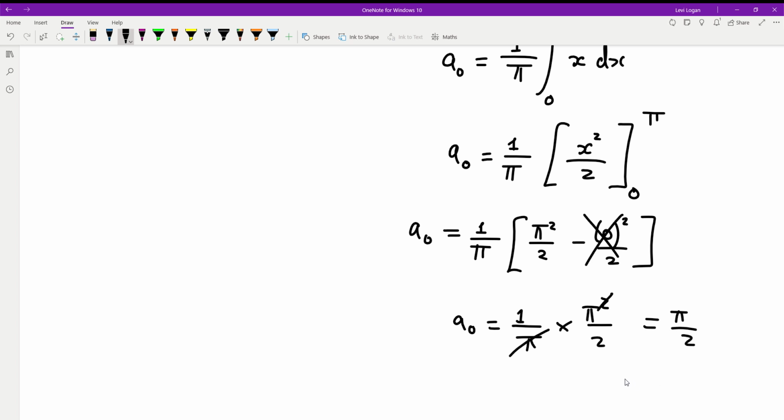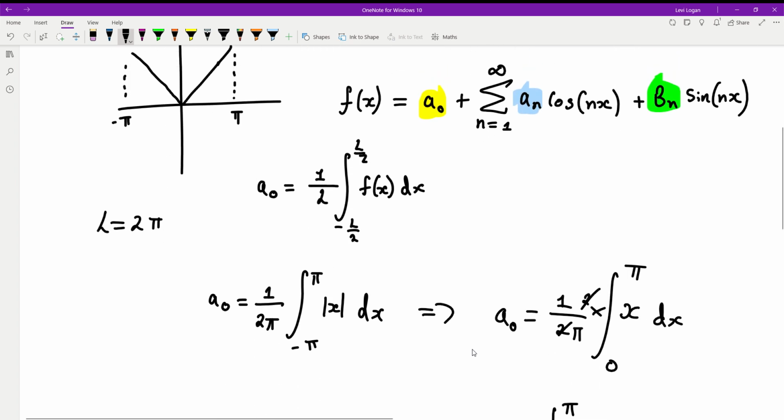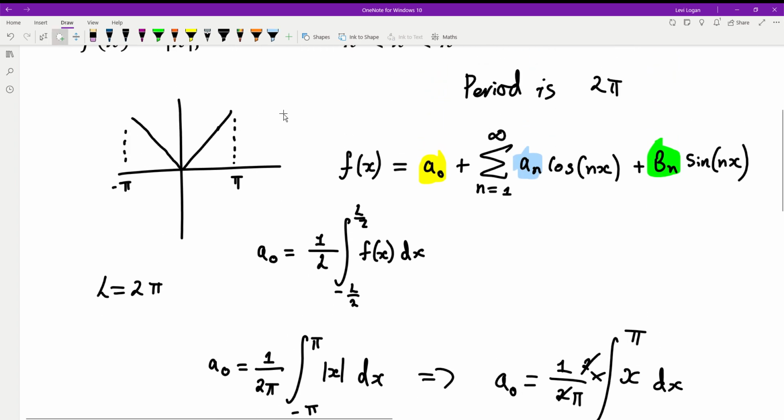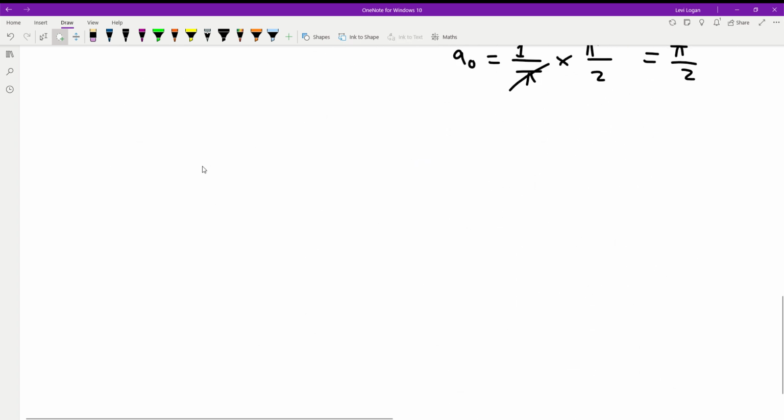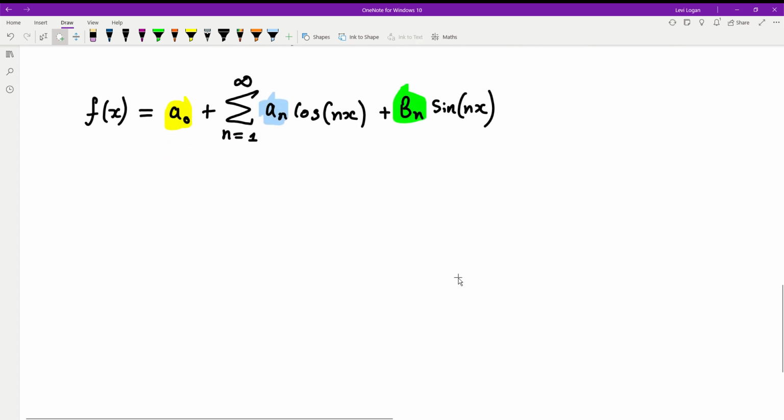Okay. Now, we can work out the rest of our coefficients using a couple of other integrals. Just to save time, I'm just going to move this downwards. We already know what a naught is, okay? Now to work out a of n and b of n, you've got to work out a couple of integrals. Since the period is 2 pi, the following integrals will be used to calculate everything.